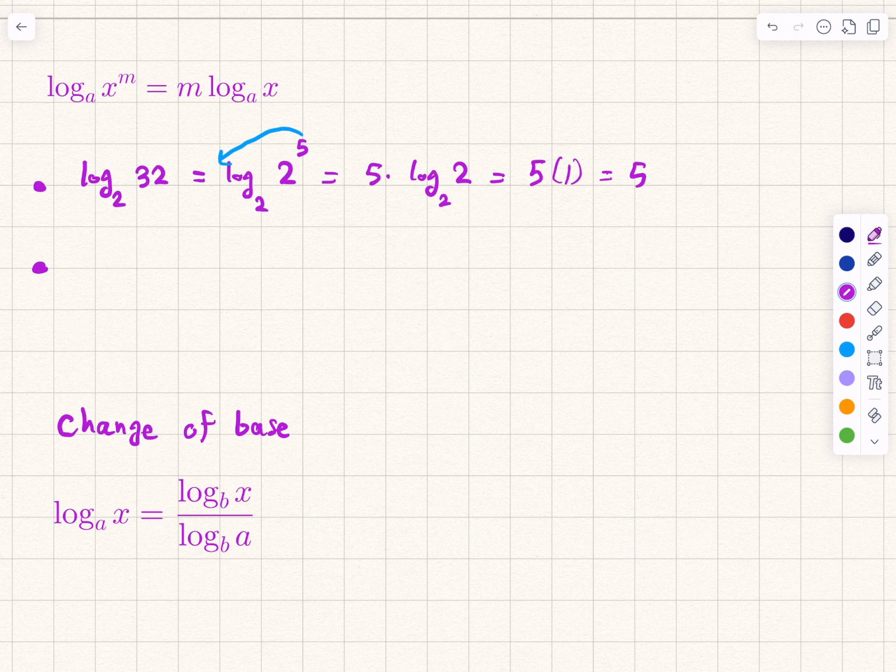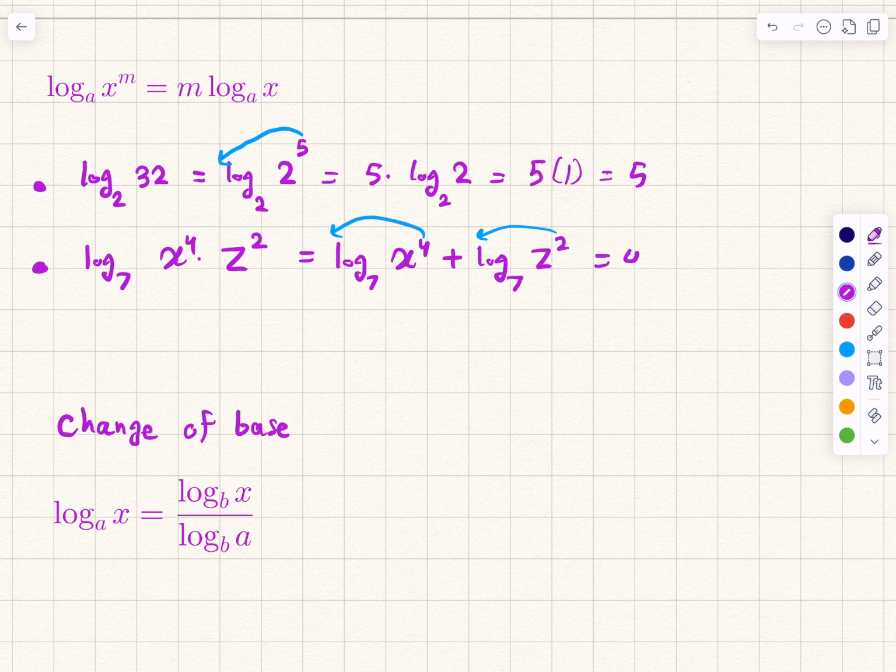Another example on this, here we can say log base 7 of, let's say, x to the power of 4 multiplied by z to the power of 2. First, since we have multiplication between x and z, we can break them down according to the property we said. Log base 7 of x to the 4th plus log base 7 of z to the power of 2. And now we'll drop the powers down in front of the log. So we will have 4 log base 7 of x plus 2 log base 7 of z.